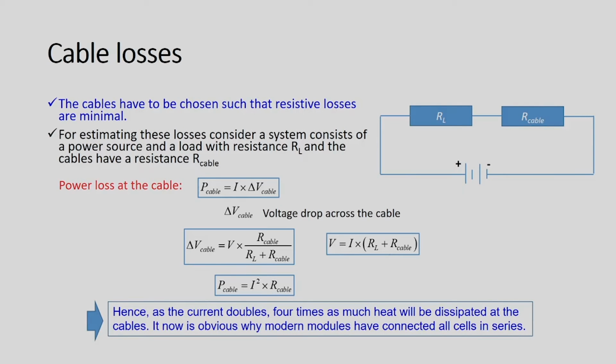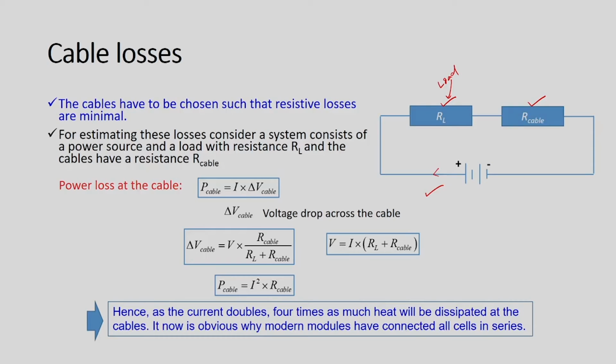So, now let us have a look at the cable losses. These cables have to be chosen such that resistive losses are minimal. In order to understand this, let us take a circuit which constitutes a supply voltage, and then we have a load, and cable resistance is included. RL represents the load having resistance RL, and R cable is the resistance of the cables.